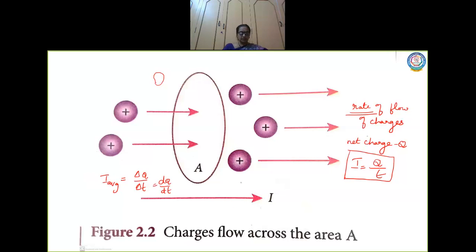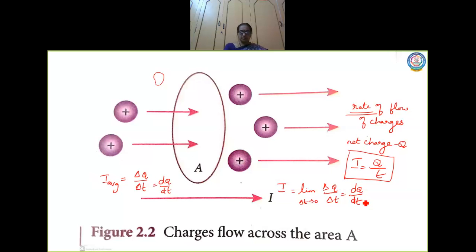Here the formula rearranges at a particular point. If you want to find the current at a particular point, you call it instantaneous current, because as I said, the current need not be the same, it may vary. I have one more formula for current, which is I is equal to limit del t tends to 0 of del q by del t. It is a small value of current which is also given as dq by dt.